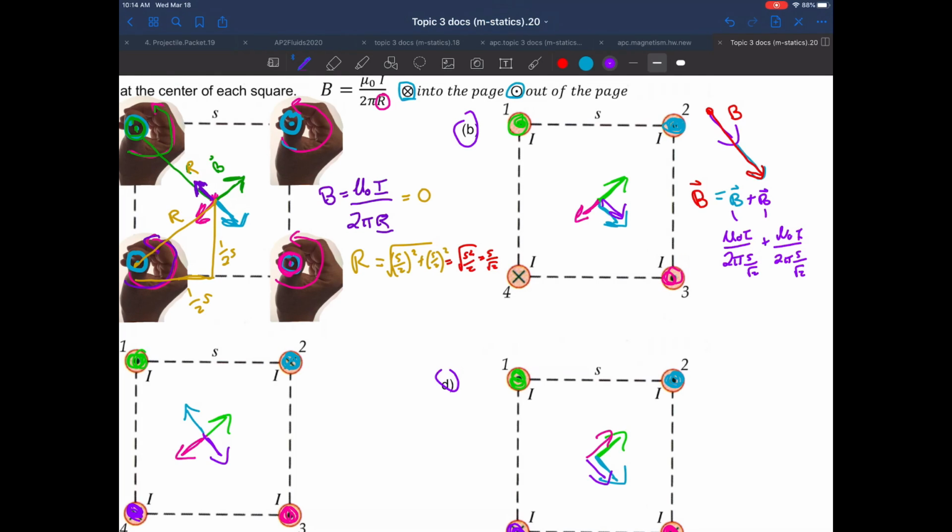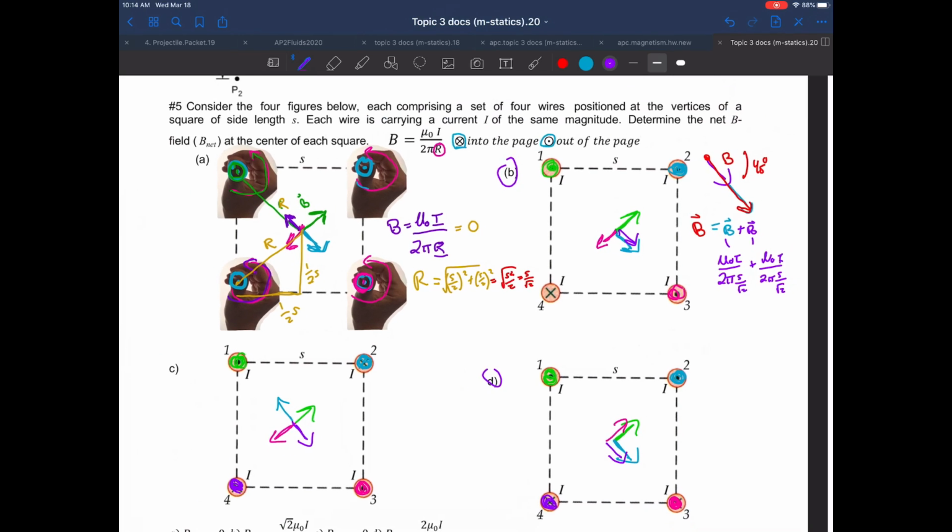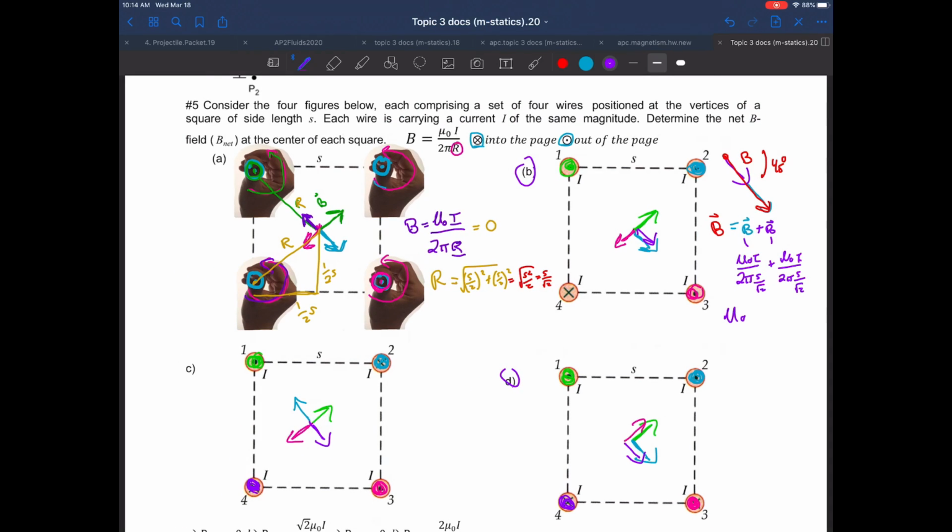And we'll add those together and we'll get our B, and we know the direction it's pointing is 45 degrees. So the summation of these two B's is just mu naught I over, instead of a half and a half, we just have pi S and flip the root 2 up to the top. There you go. So that is the magnitude of our total resultant B, pointing like this at 45 degrees.